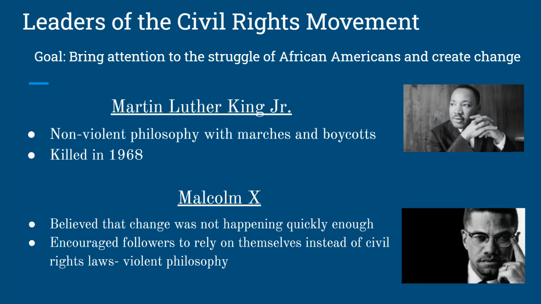Let's pick up our review with the leaders of the civil rights movement. Martin Luther King Jr. held a nonviolent philosophy. He used marches, speeches, or boycotting certain things in order to bring about change. His philosophy was different from Malcolm X's because Malcolm X had a violent philosophy, telling people that they needed to rely on themselves instead of waiting for civil rights laws.